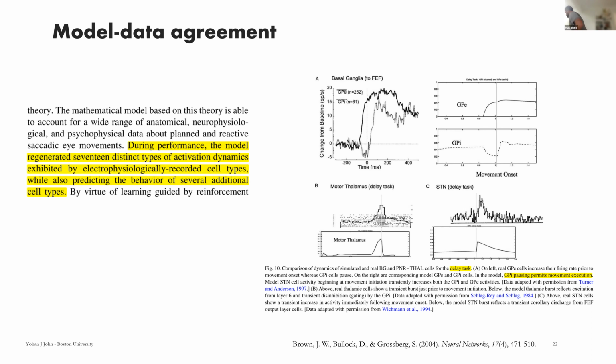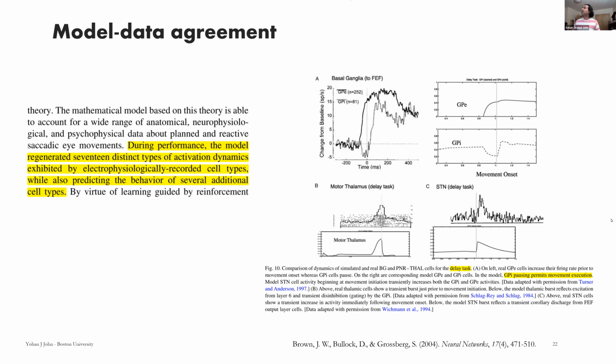So they generated 17 distinct types of activation dynamics. Classic Steve. Exhibited by electrophysiologically recorded cell types, which also predicted the behavior of several additional cell types, which is good. Like you'd think, isn't this what people want from modelers? Apparently no, because it's hard, people just ignore it for the most part.